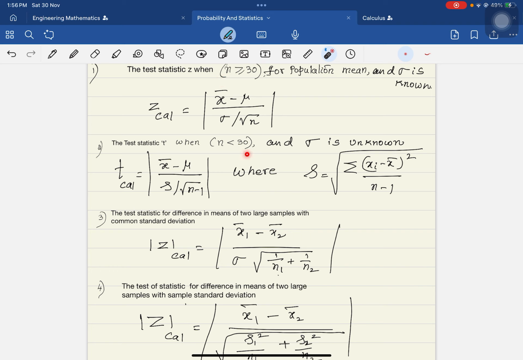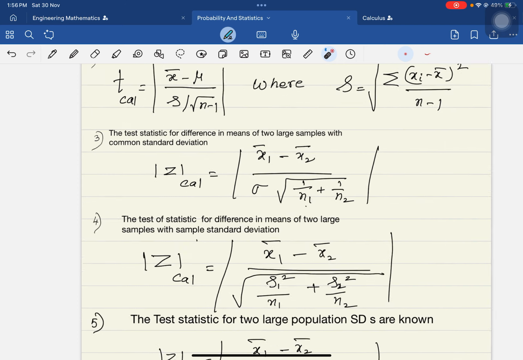And even for the small sample, by using the student's t-test, we have found the t calculated value when sigma, that is the population standard deviation, is unknown. Then in place of the population standard deviation, we will write the sample standard deviation, and the square root of, since it is a sample which is less than 30, we will be taking n minus 1, where S is given by this formula. So these two types of formulae we have used for doing so many problems in the previous lectures. Please go through those lectures.